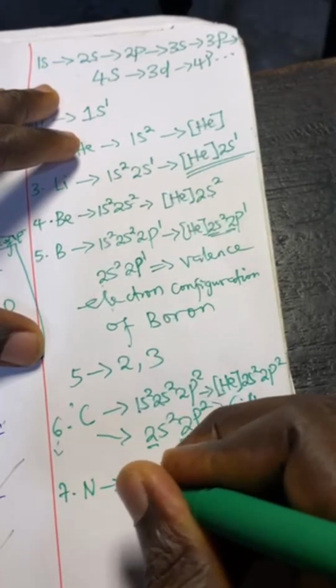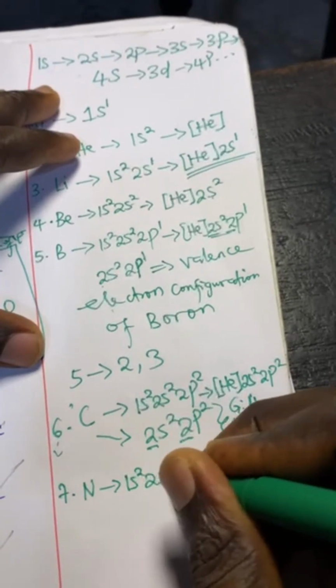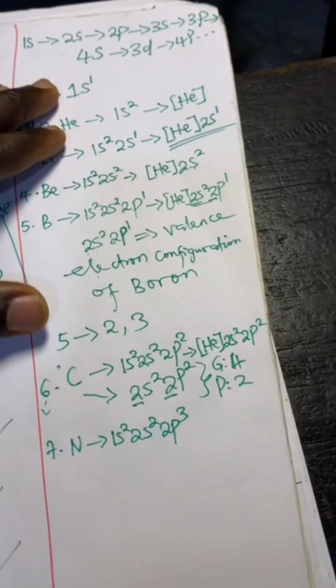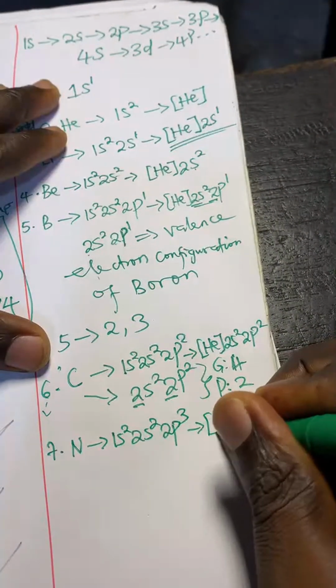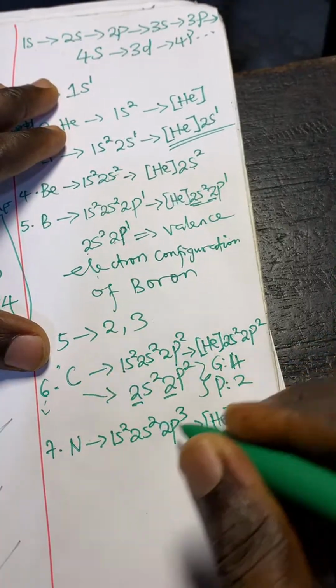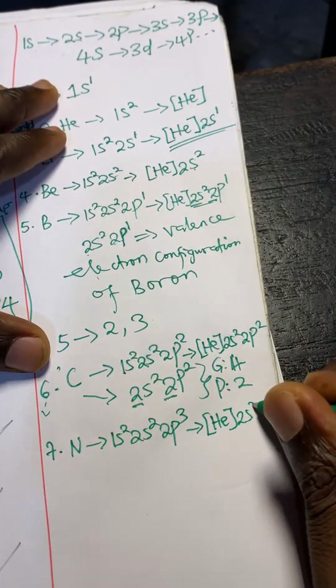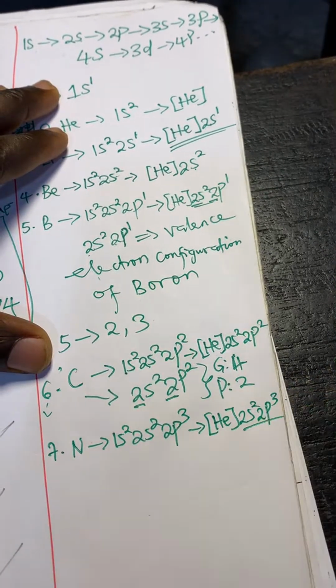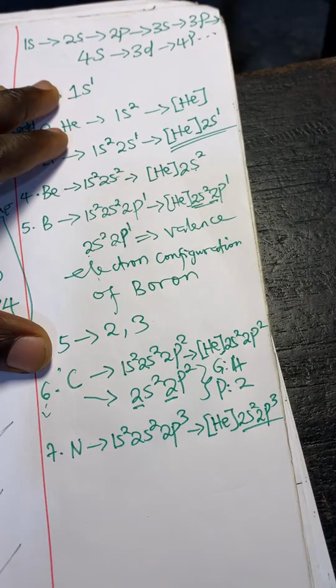So for nitrogen now, you are going to have 1s2, 2s2, 2p3, as easy as ABCD. And with that, you can just heliumize. Then, of course, you put 2s2, 2p3. So this 2s2, 2p3 becomes the valence electron of nitrogen.